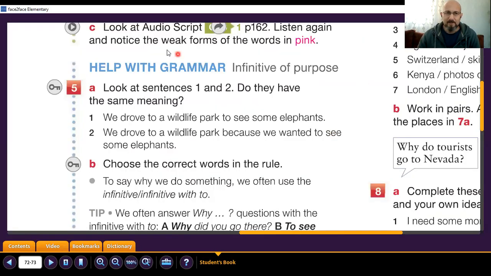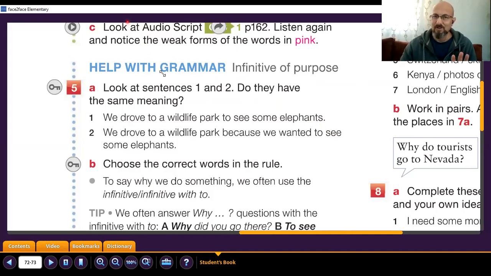Okay, the grammar part, the best part in the lesson. I know that you love grammar. Don't say I don't like grammar. Why? Because you are studying English grammar with Mr. Nasser, and everything with Mr. Nasser is easy, right? Let's go.